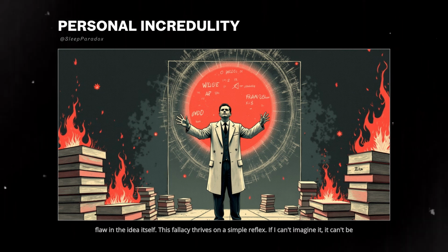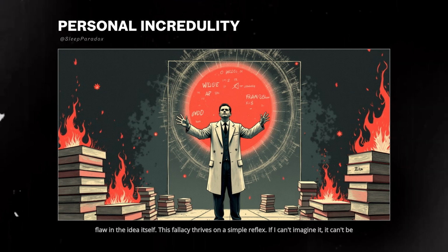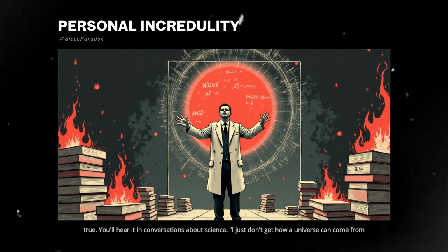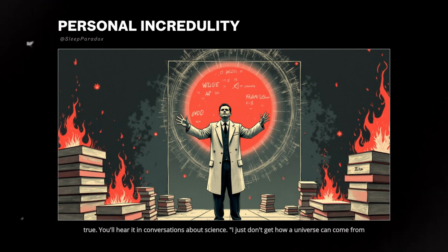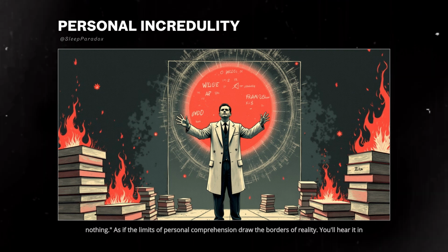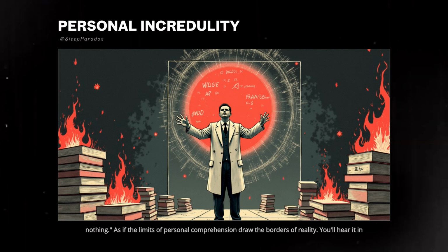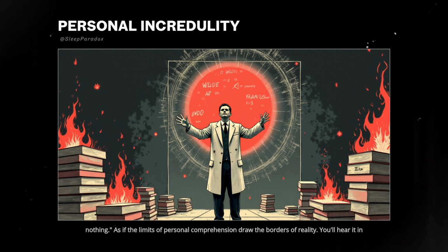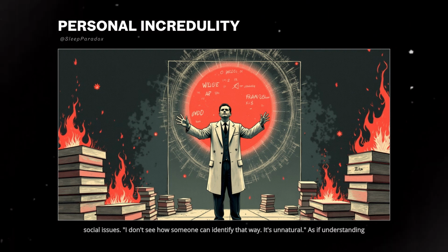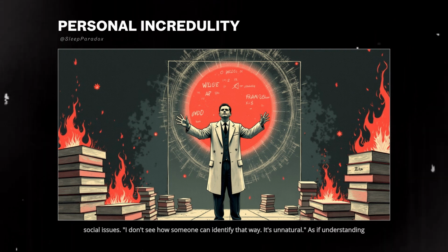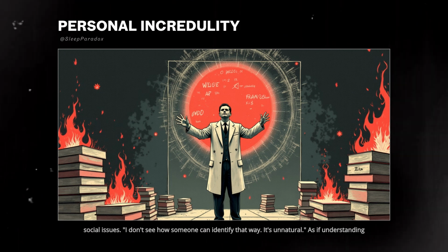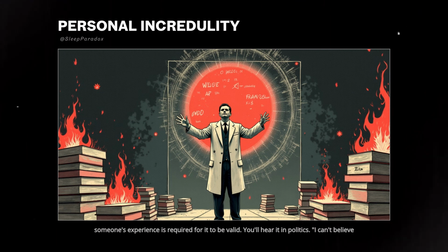This fallacy thrives on a simple reflex. If I can't imagine it, it can't be true. You'll hear it in conversations about science. "I just don't get how a universe can come from nothing," as if the limits of personal comprehension draw the borders of reality. You'll hear it in social issues. "I don't see how someone can identify that way. It's unnatural," as if understanding someone's experience is required for it to be valid.